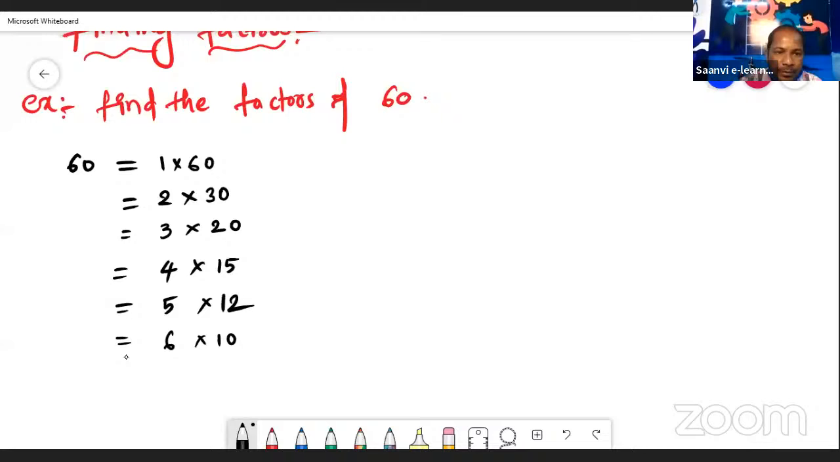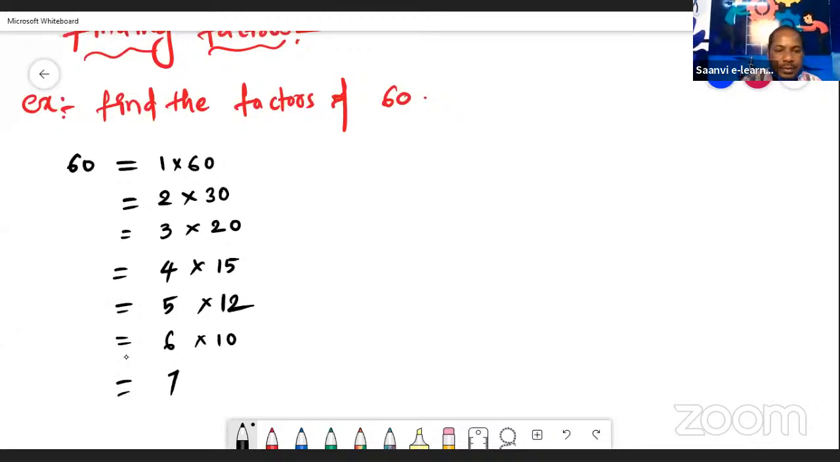See, we are checking one by one. First we checked with 1. 1 divides the number 60 exactly. 2 also divides. 2 30s are 60. 3 also divides. 3 20s are 60. 4 also divides. 4 15s are 60. 5 also divides. 5 12s are 60. After 5, the next number is 6. 6 also divides the number 60. That is, 6 10s are 60. After 6, what is the next number?